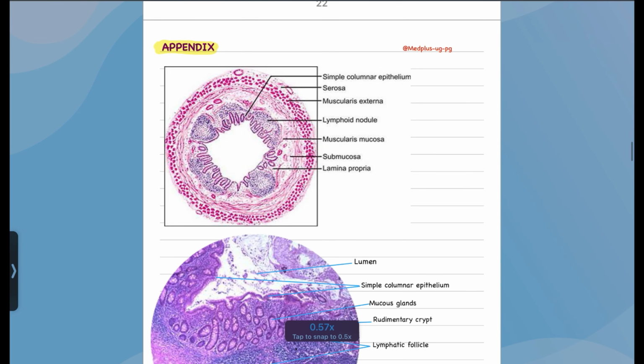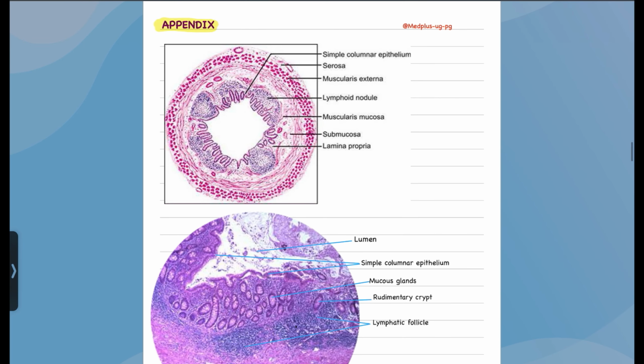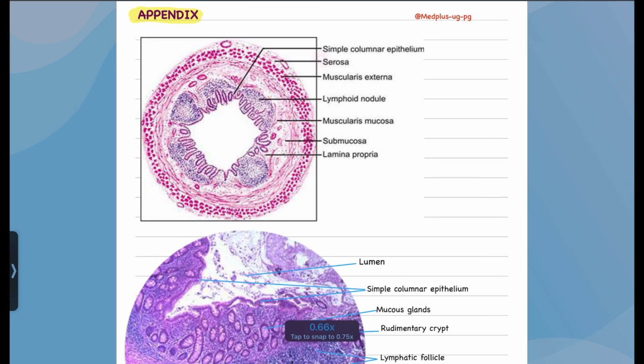And now we will see the last part of the GIT, the appendix. The appendix is the smallest part of the GIT. It has a lining epithelium of simple columnar epithelium. It contains lymphatic follicles. As I've said for the ileum, it also contains lymphatic follicles. How to differentiate between ileum and appendix? We can identify by the presence of goblet cells, because the large intestine contains many goblet cells. It is the only point to differentiate.